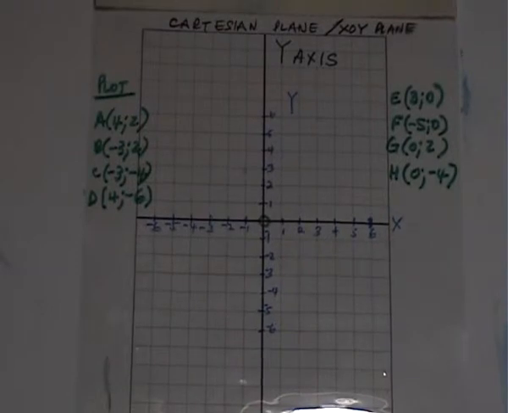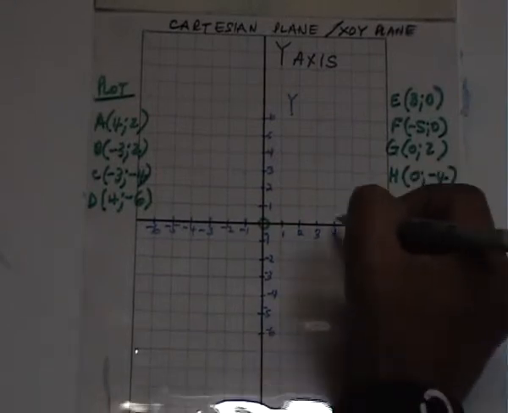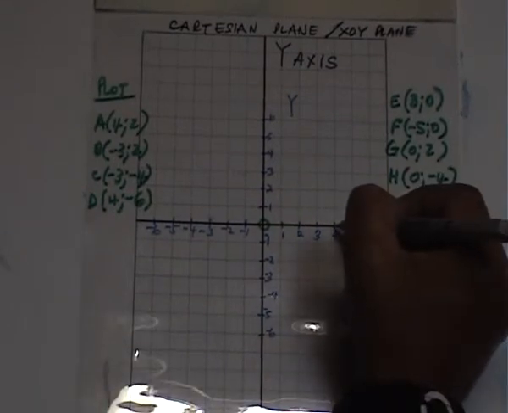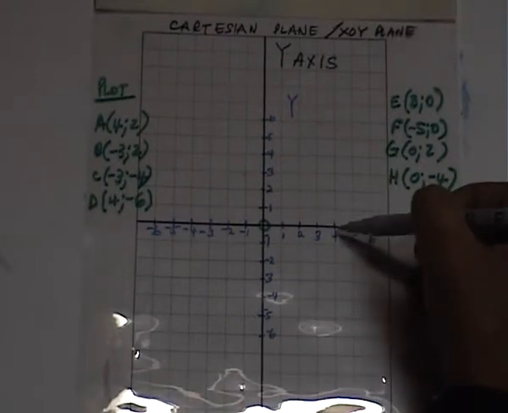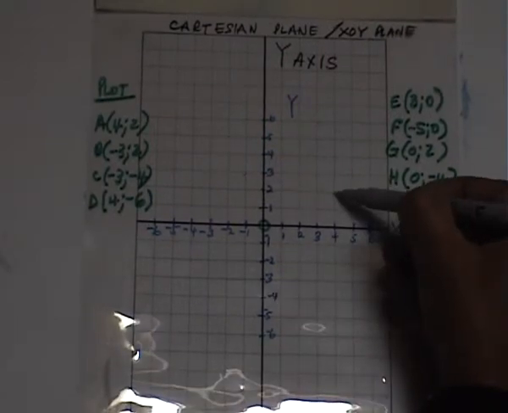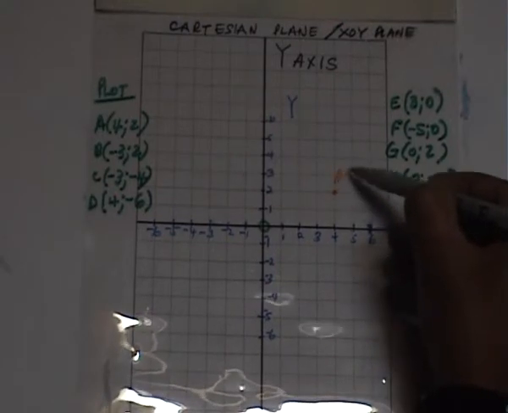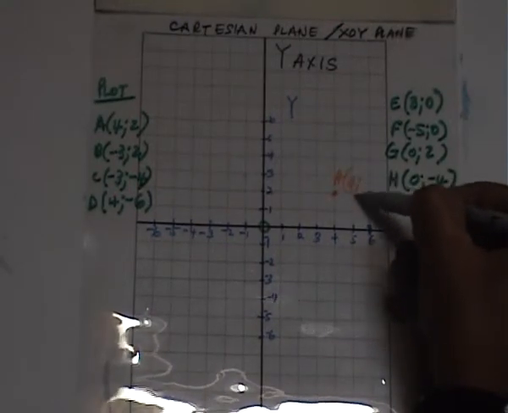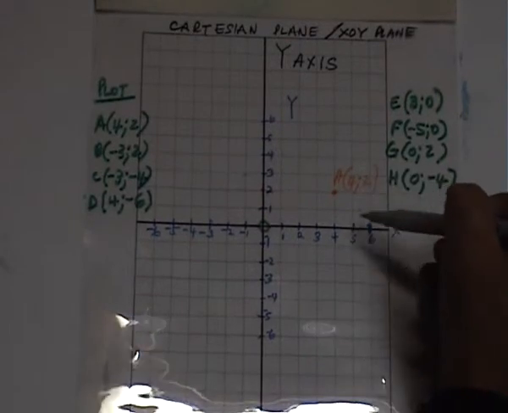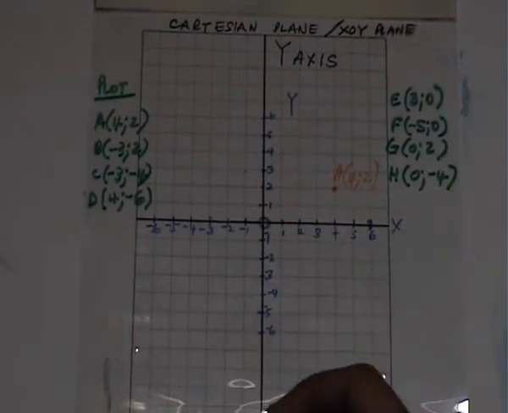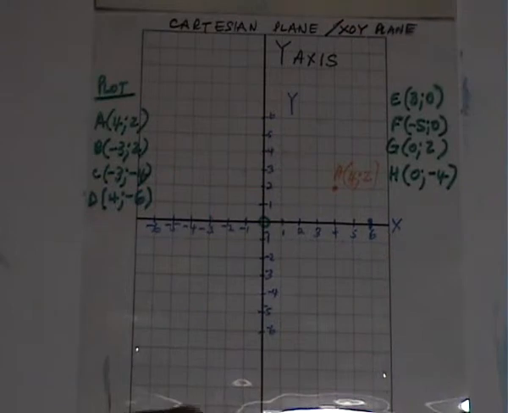Right, good. So you are back with us and you want to know what the answers are. Right, let's look at A. A is 4, 2. So I must look for 4. And then 2. So there's 4, 2. That's A. It is 4, 2. I hope you can see that color. I think so. Right.